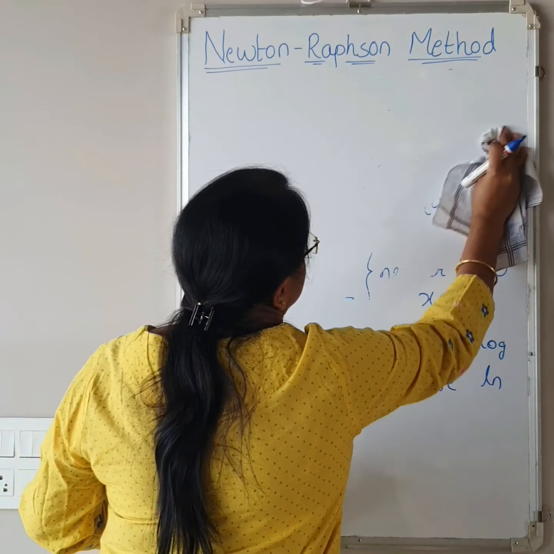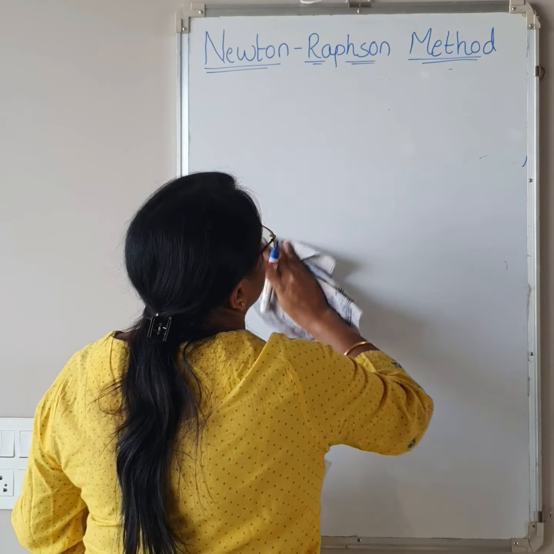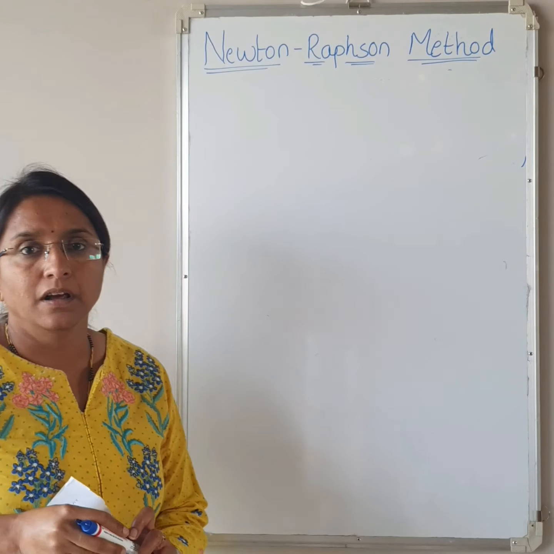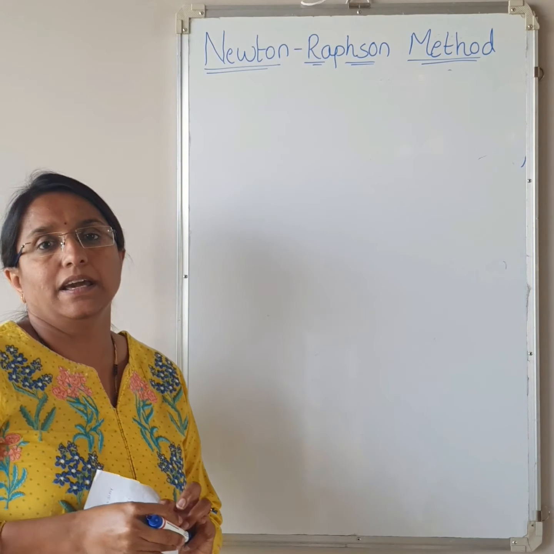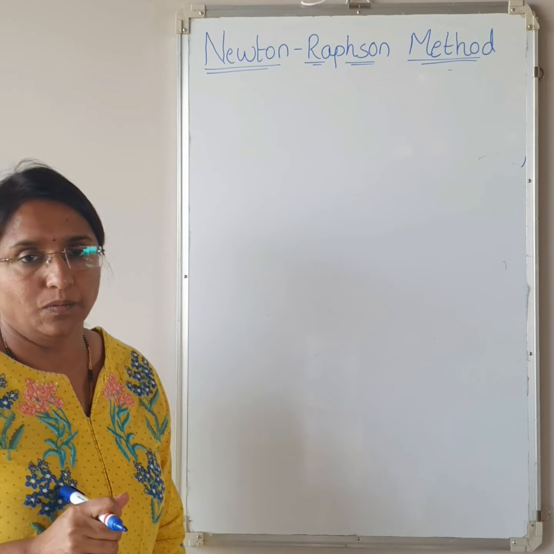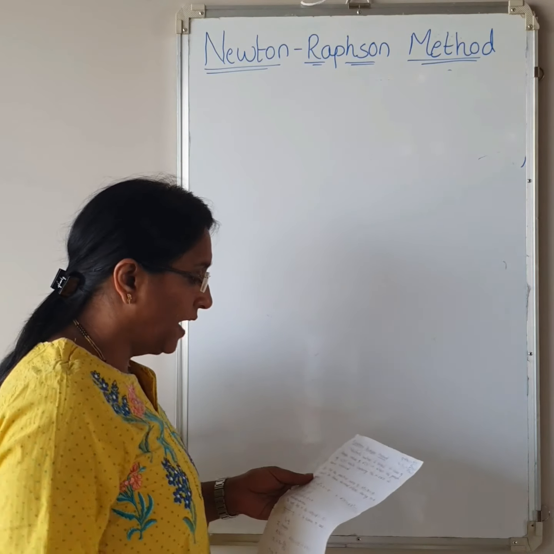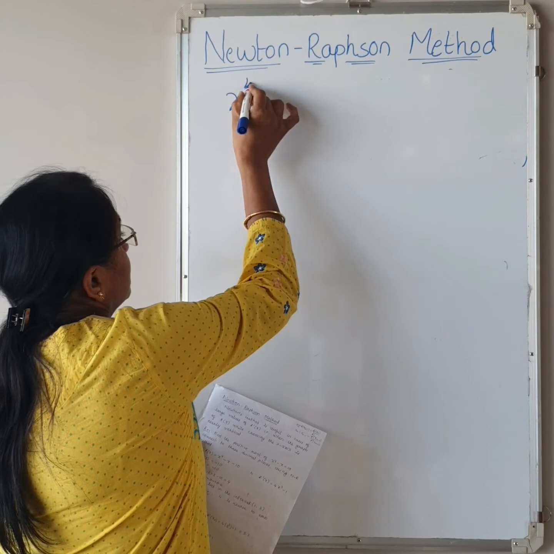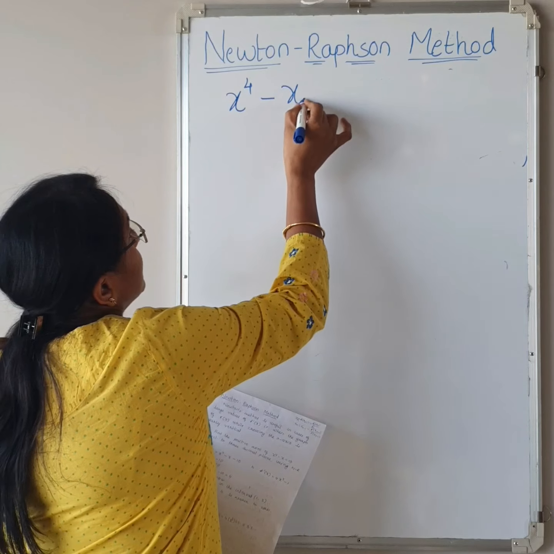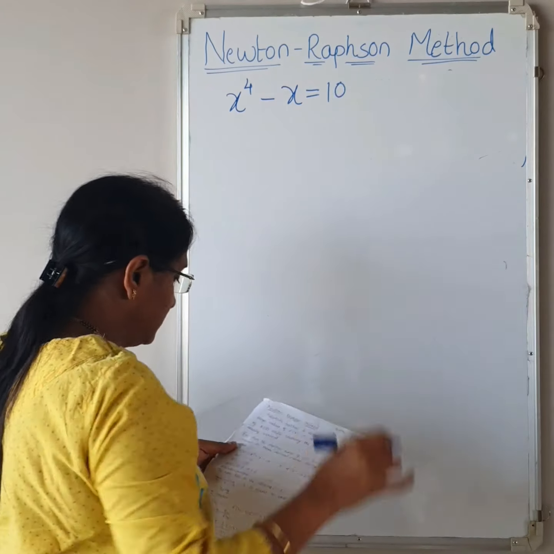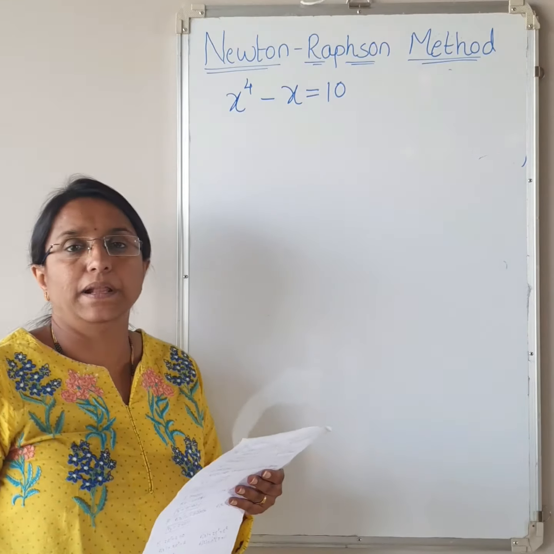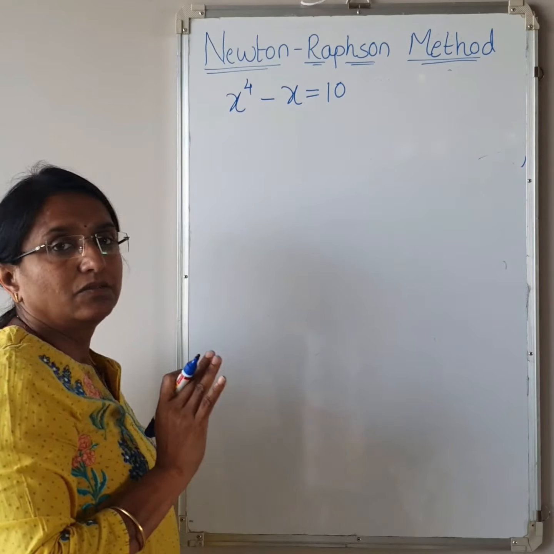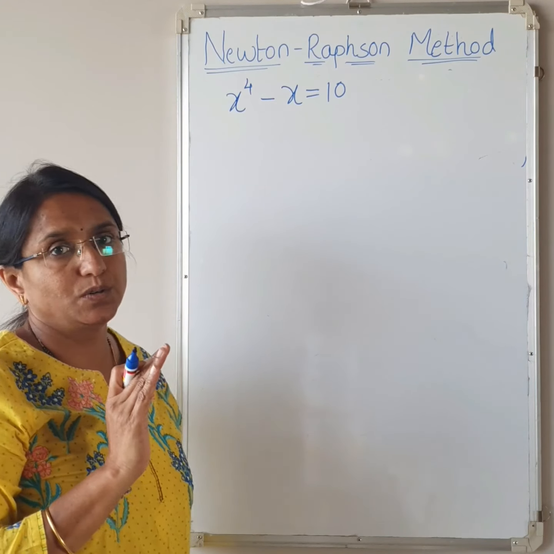Now we will take one example on this. So we will solve 3 to 4 examples on this, then you will understand better. Better you take calci, pen and paper while explaining the example, you can also solve easily. So first example, find the positive root of x raised to 4 minus x is equal to 10, correct to 3 decimal places using NR method. So this is the given equation. We have to find out its positive roots.